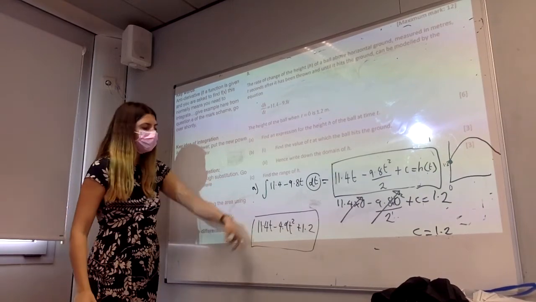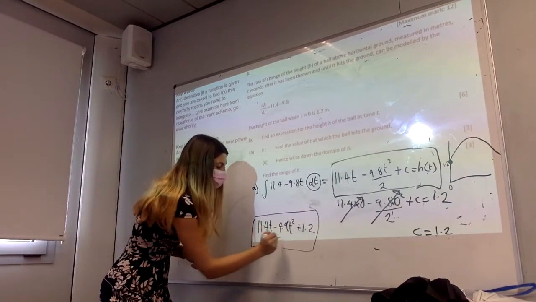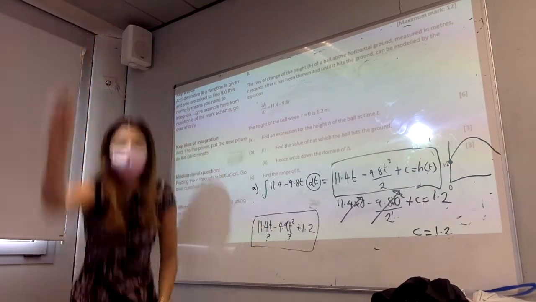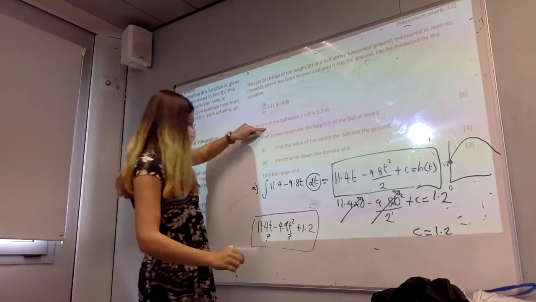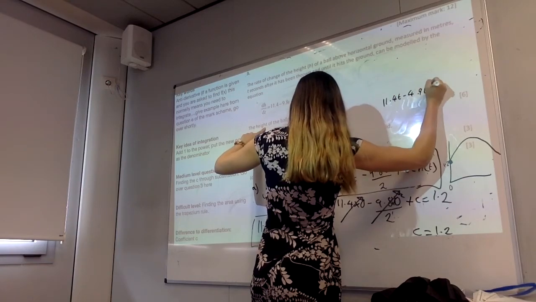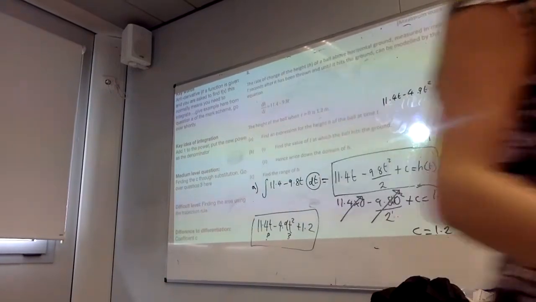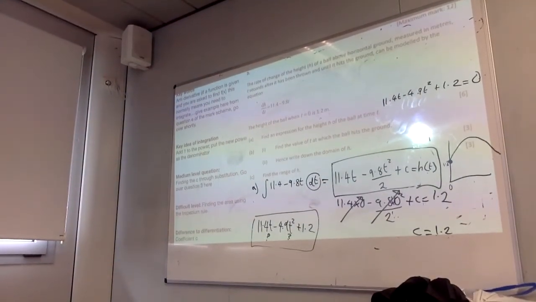Find the value of T at which the ball hits the ground. So what you need to do for this is work out what T is. We don't know what T is when the height is what. When the ball hits the ground, what's the height? 0. So all you have to do is take 11.4T minus 4.9T squared plus 1.2 equals 0. How do we do that on the calculator? The y equals. Can we all just type it into the y equals, please? 11.4x minus 4.9x squared plus 1.2.